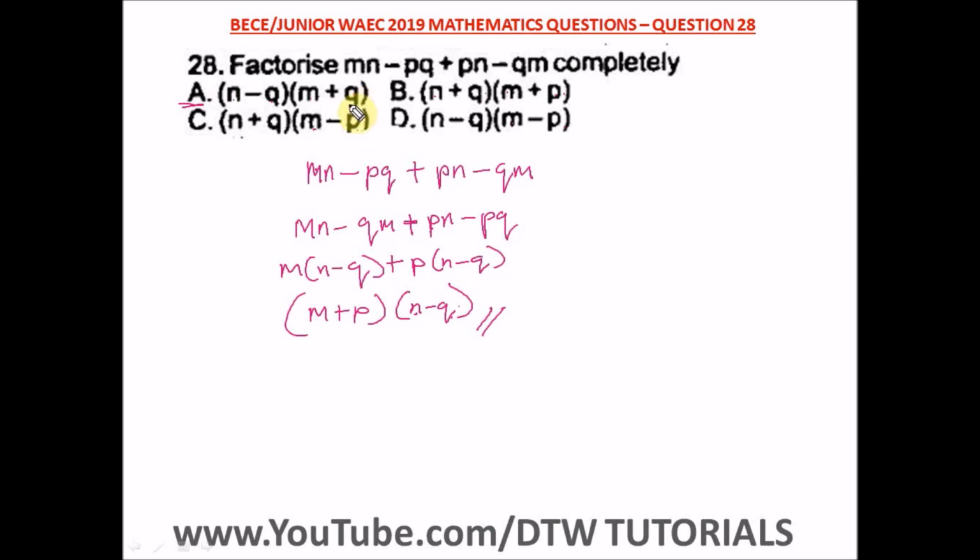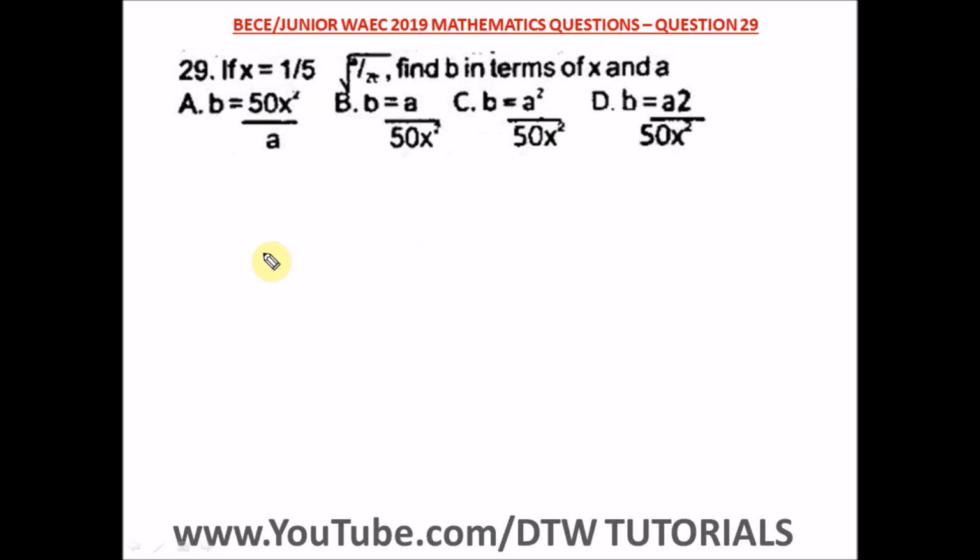Also, for the first option, when you just leave it blank, don't fill it, it will be a bonus mark, because these are typos in standardized tests. There's no big deal about you having negative marking and all that, so it's a bonus mark to you. So this is the answer for question 29 of the BECE Junior WAEC 2019 mathematics past question.